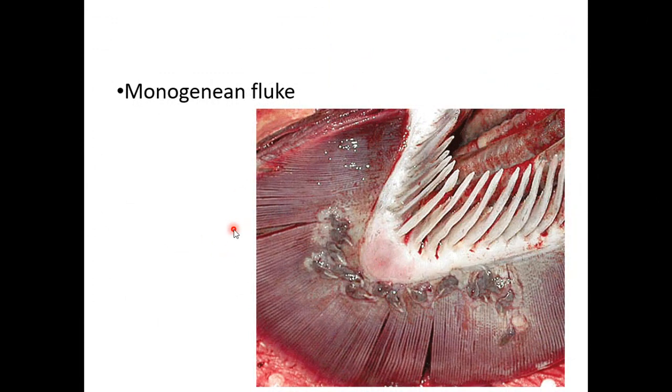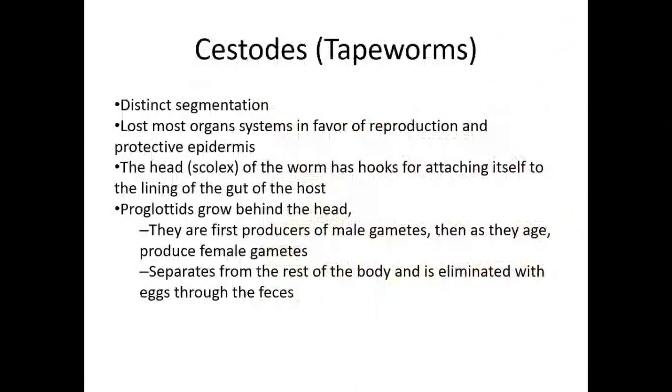This is the monogean fluke. This is a parasitic fluke on the gills of a fish. All right. So here we have just one host. And let's go on to the next slide. Okay, that was our trematoda. Now we are moving to cestoda. Cestoda are the tapeworms. All right.